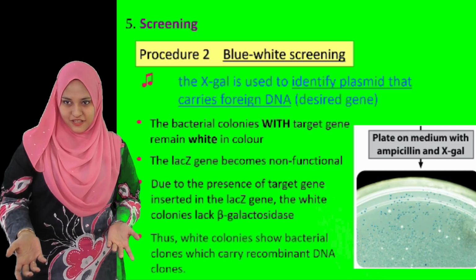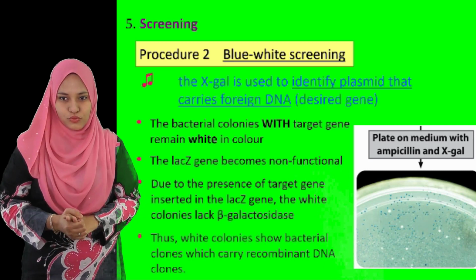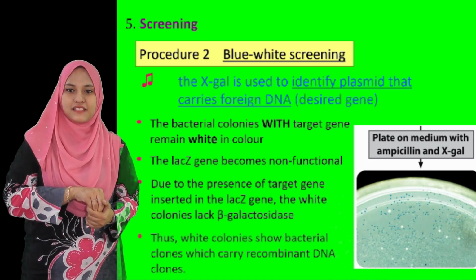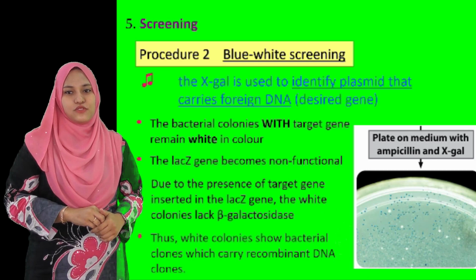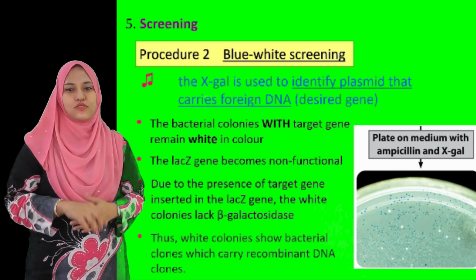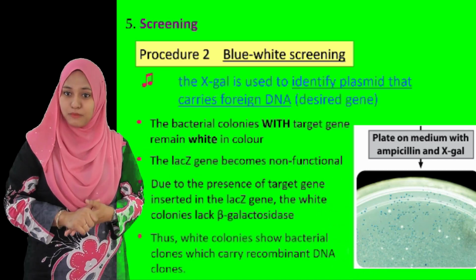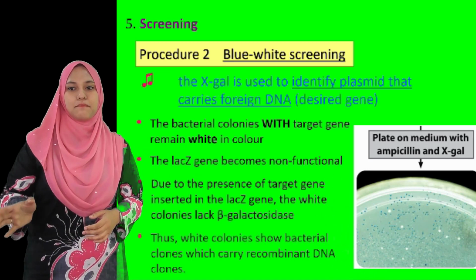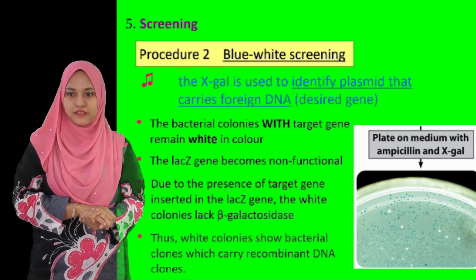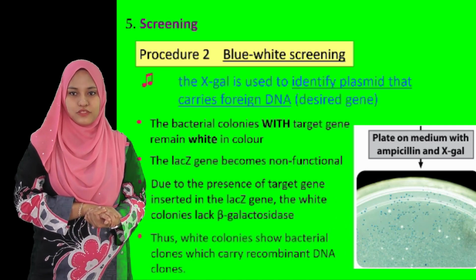Here, the LacZ gene becomes non-functional. This is due to the presence of the target gene inserted in the LacZ gene region. So when the target gene is inserted in that region, the bacterial colony lacks beta-galactosidase, meaning it will not produce beta-galactosidase. So the white colonies show bacterial clones which carry recombinant DNA.